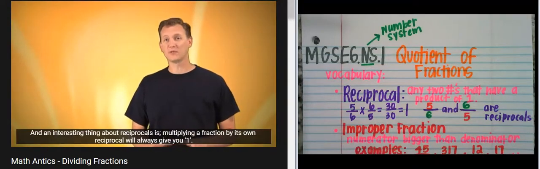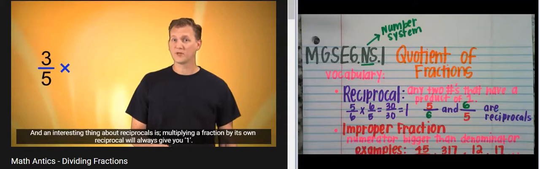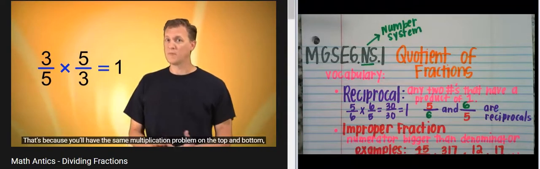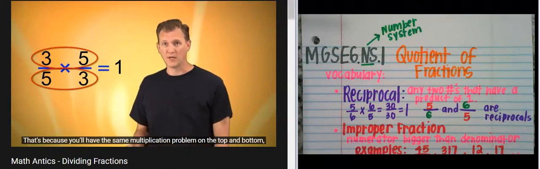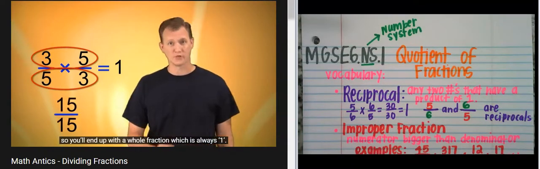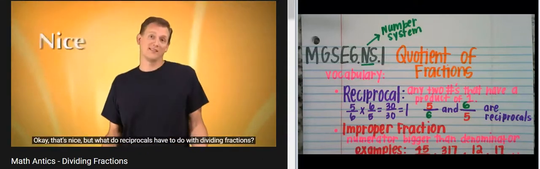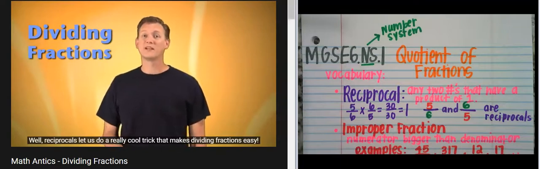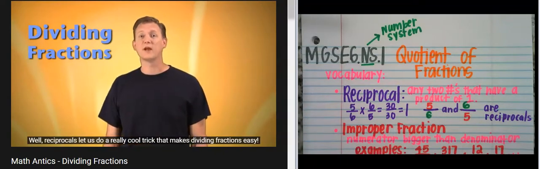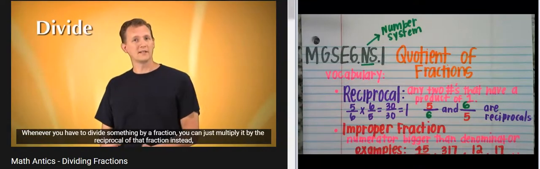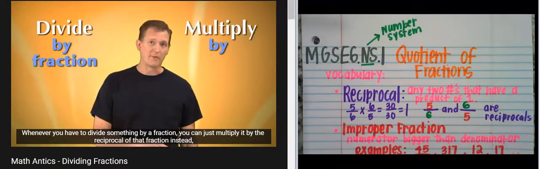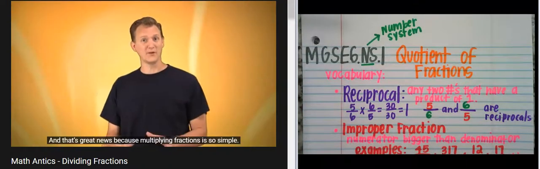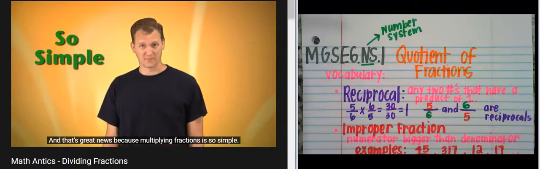And an interesting thing about reciprocals is multiplying a fraction by its own reciprocal will always give you 1. That's because you'll have the same multiplication problem on the top and bottom, so you'll end up with a whole fraction, which is always 1. Okay, that's nice. But what do reciprocals have to do with dividing fractions? Well, reciprocals let us do a really cool trick that makes dividing fractions easy. Whenever you have to divide something by a fraction, you can just multiply it by the reciprocal of that fraction instead, and you'll get the correct answer. And that's great news because multiplying fractions is so simple.